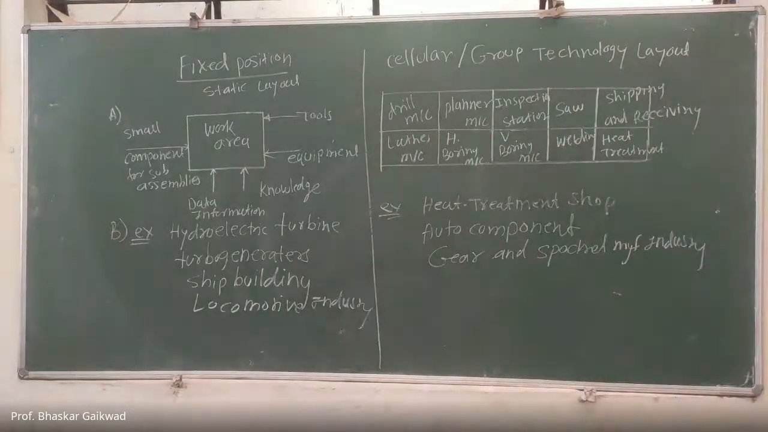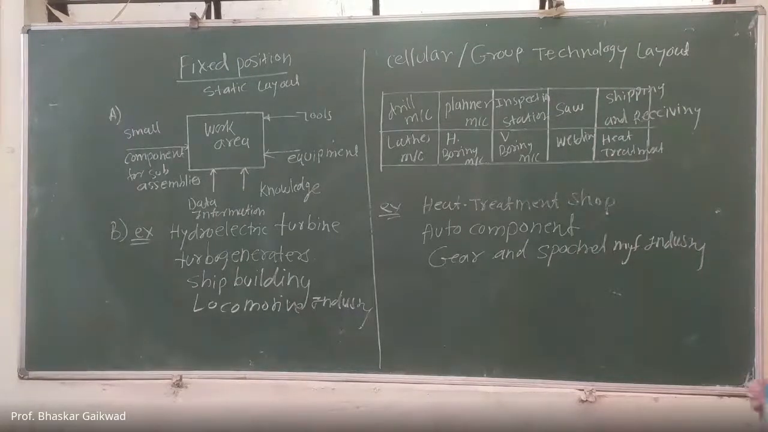Here our sprocket manufacturing industry, so we can use this type of layout. Okay. Now this is the second set of examples related to group technology and fixed position layout. Now, this type of layout is normally used for batch production.